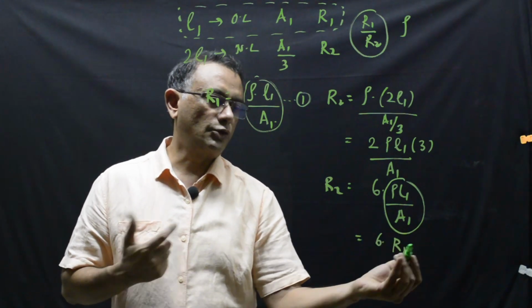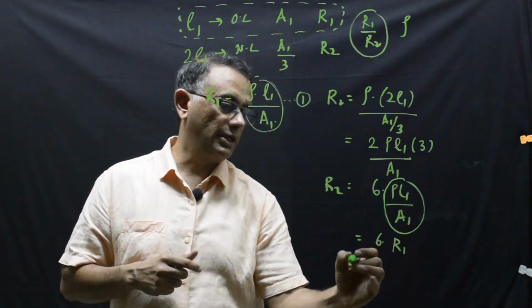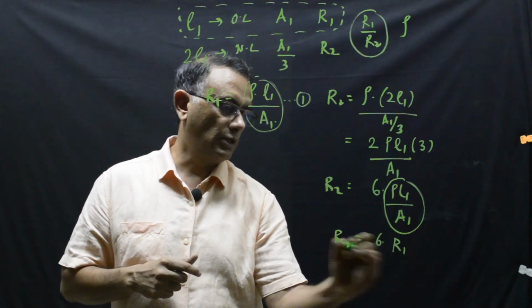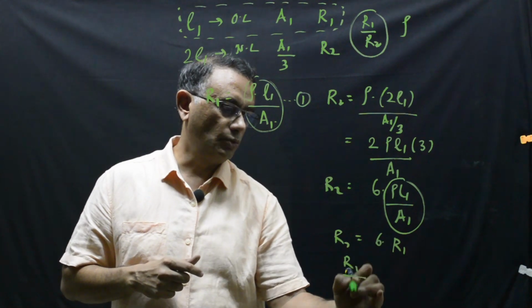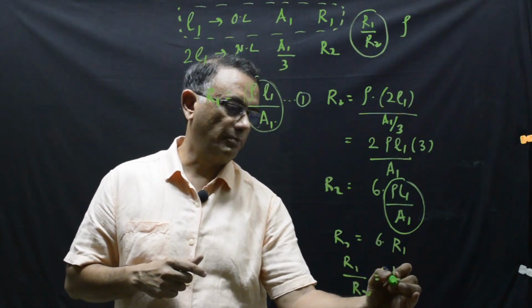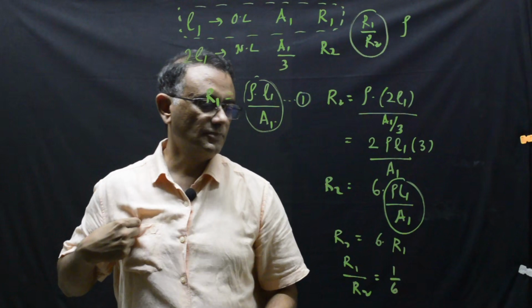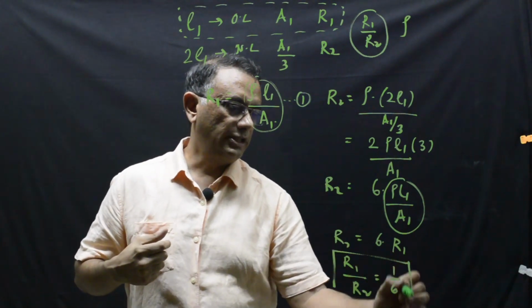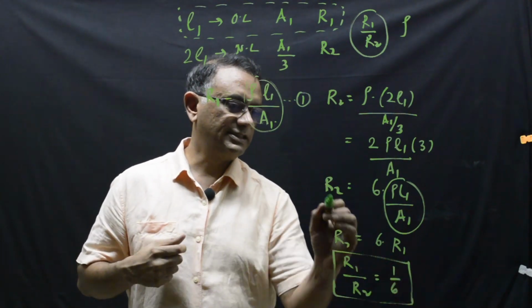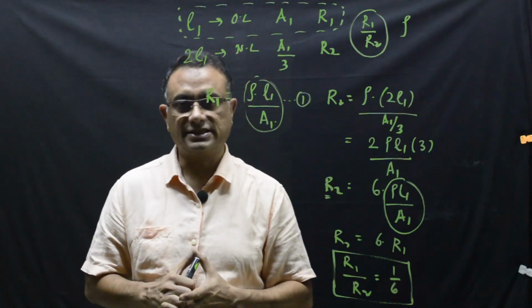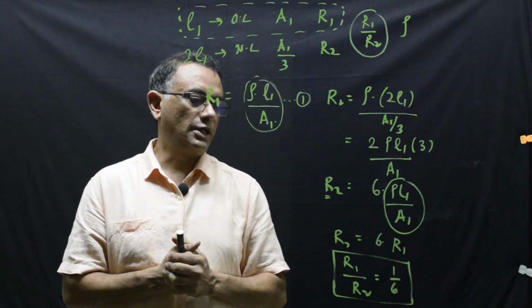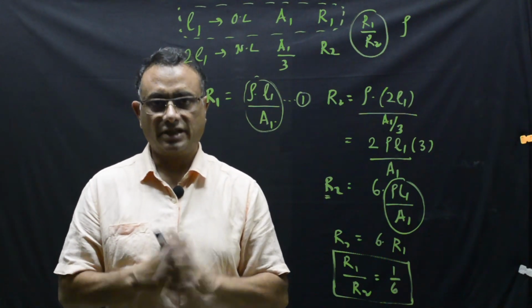If you want to compare the ratios, to find R1 by R2, we simply move R2 to that side and say R1 divided by R2 is equal to 1 by 6. That means the resistance in the second case is going to be 6 times the resistance in the first case, or R1 by R2 is going to be 1 by 6. I hope you understood this.